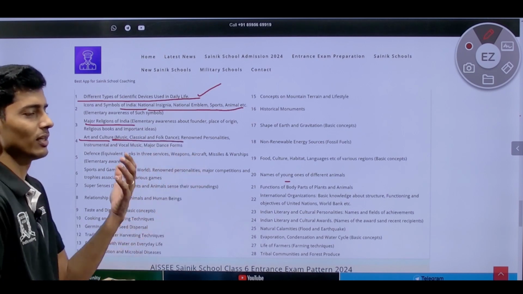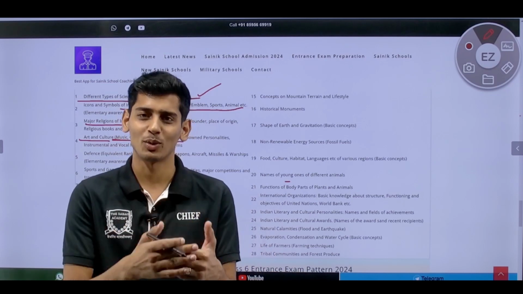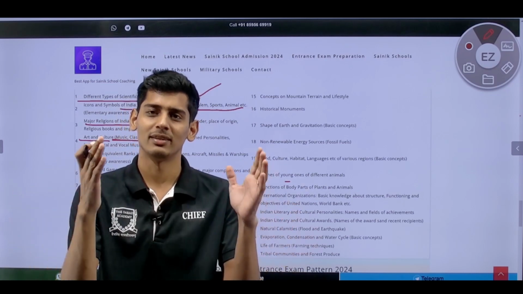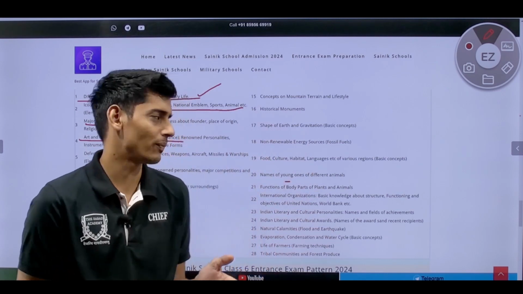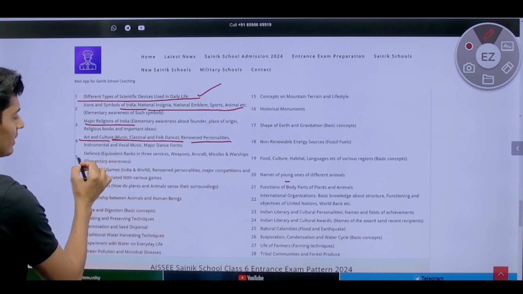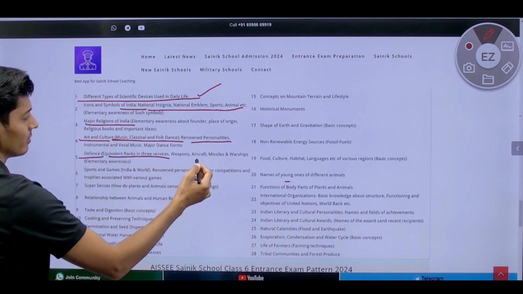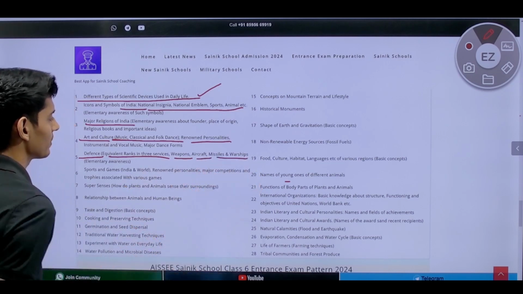A child, a probably 10 to 13-year-old child has to remember a lot of folk dances, the name of the dance and in which particular state it is popular. Okay, then renowned personalities. Then you have defense, equivalent ranks in tri-services, name of famous weapons, aircrafts, missiles, warships.